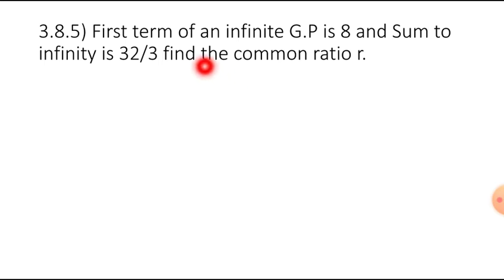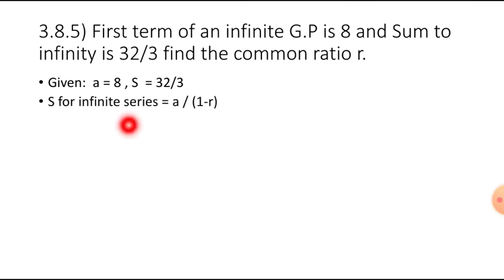Next, fifth question, the first term of an infinite geometric progression is 8 and the sum to infinity is 32 by 3. Find the common ratio. Here they gave the first term A and the sum, and they said it is an infinite series. So we need to apply the formula for the infinite series, and find the common ratio r.